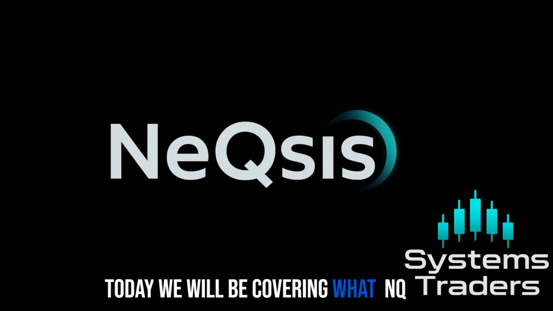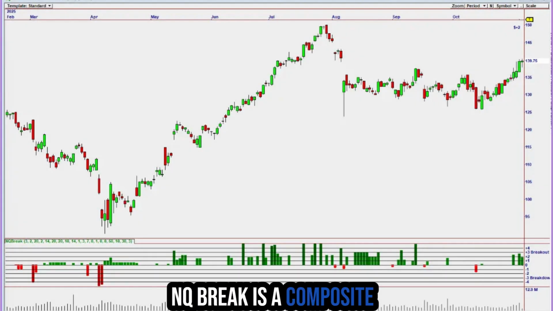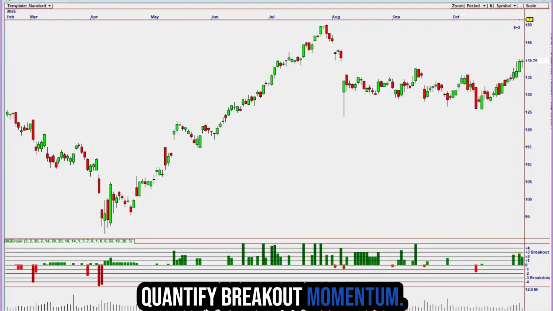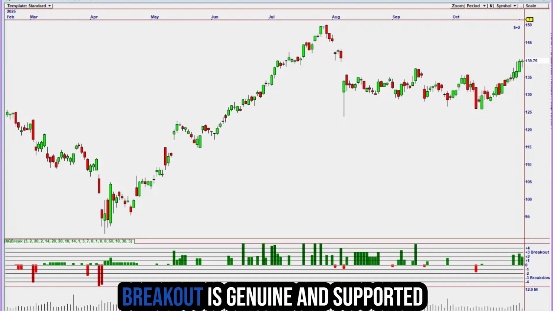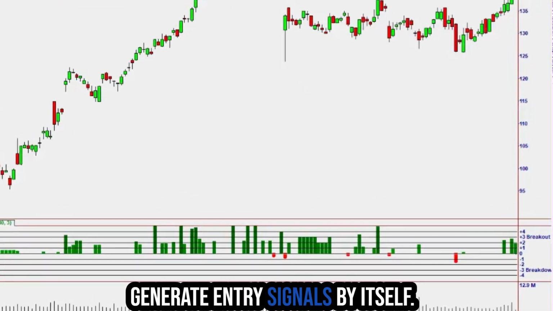Today we will be covering what NQ Break does and what it indicates. NQ Break is a composite breakout strength histogram designed to identify and quantify breakout momentum. It's designed to confirm when a breakout is genuine and supported by strength, rather than generate entry signals by itself.